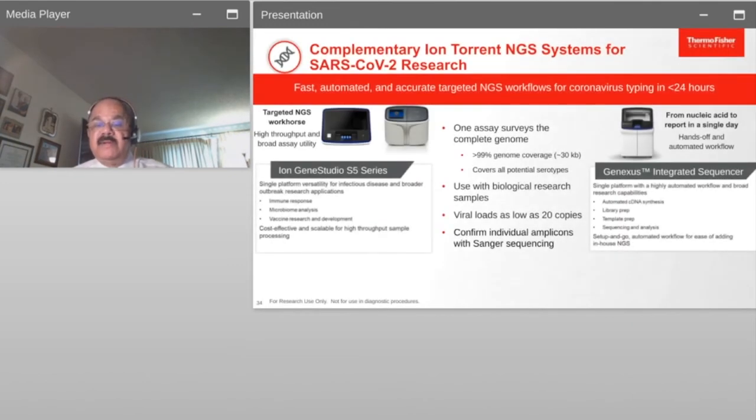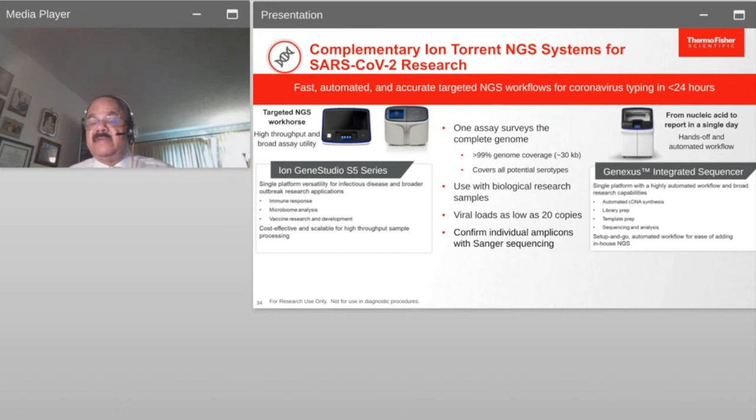So complementary to genotyping is NGS and other sequencing systems. What you see here on the left is our Ion GeneStudio S5 series. This instrument has two modules, a sample prep module and a sequencing module. This is a little bit more labor intensive in terms of getting the library construction and other setups done.